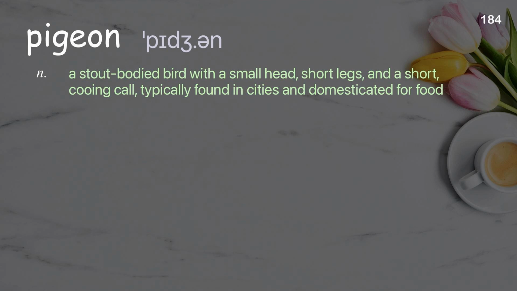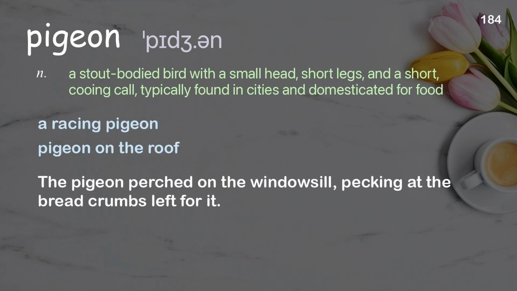Pigeon. A stout-bodied bird with a small head, short legs, and a short, cooing call, typically found in cities and domesticated for food. Examples. A racing pigeon. Pigeon on the roof. The pigeon perched on the windowsill, pecking at the bread crumbs left for it.